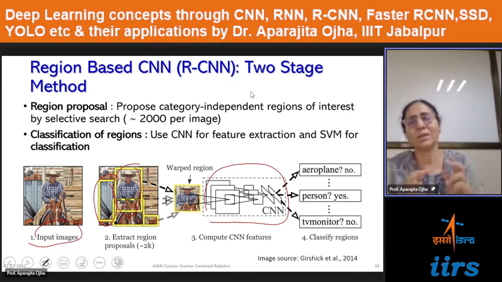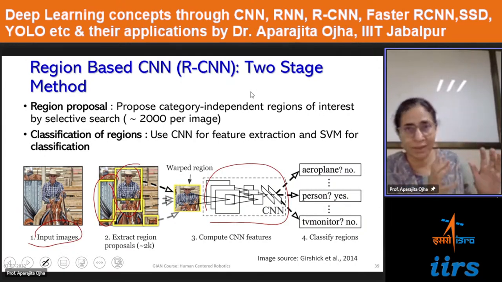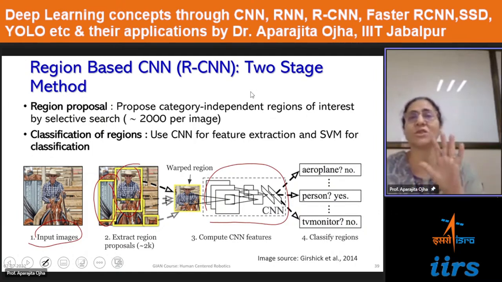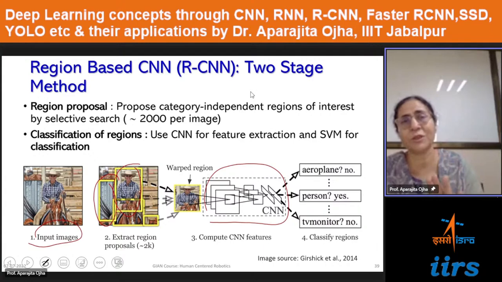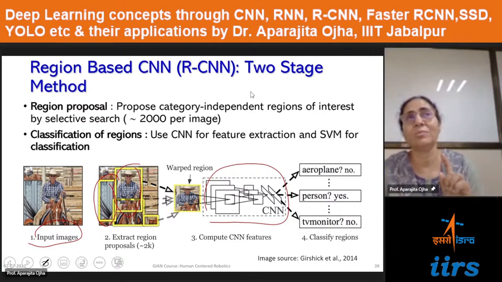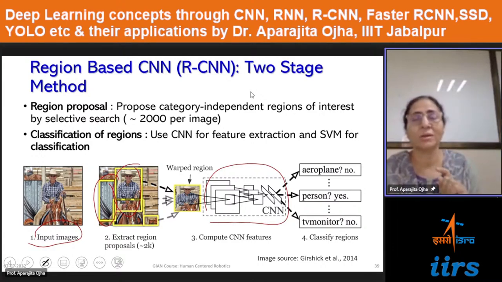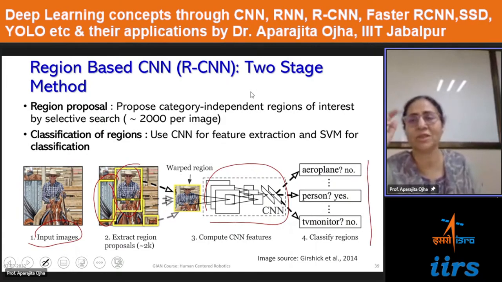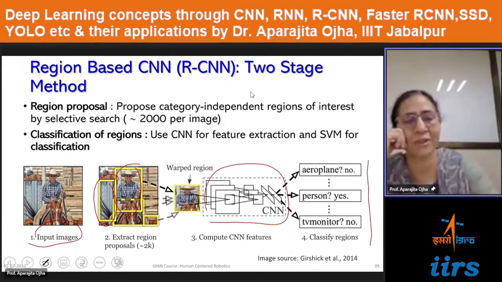And then suppose there are 5 categories of objects in my data set. Then there will be 5 SVMs. Remember, there will be 5 instances of SVM. Each SVM will be a binary classifier which will classify whether this region of interest has an object of class 1 or not. The second SVM will classify whether it has an object of class 2 or not, and so on and so forth. So you can see that there are n number of SVMs applied.